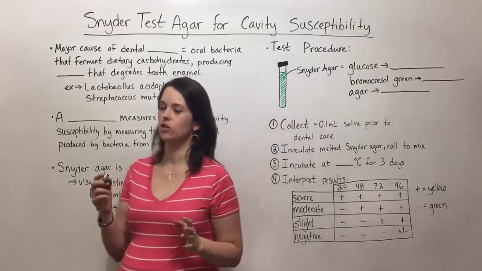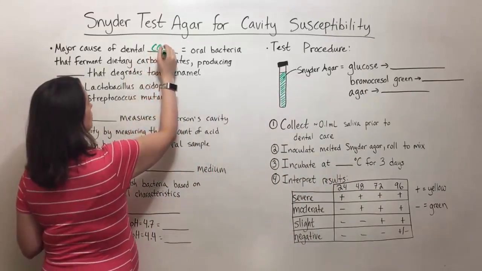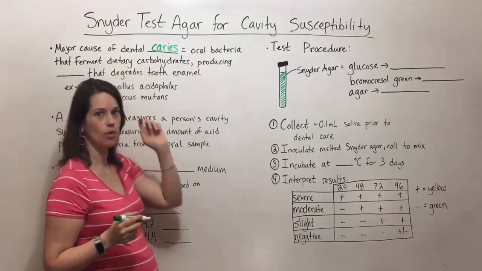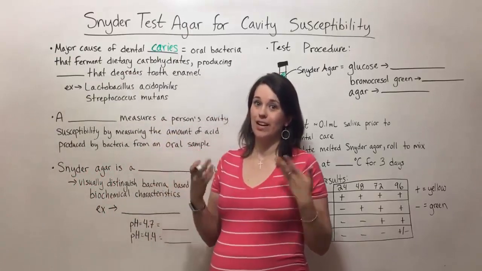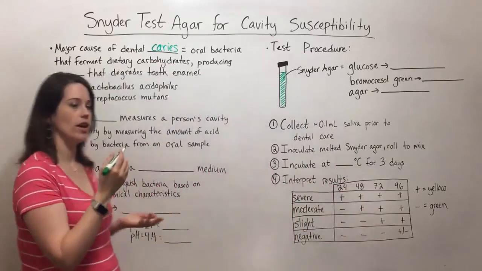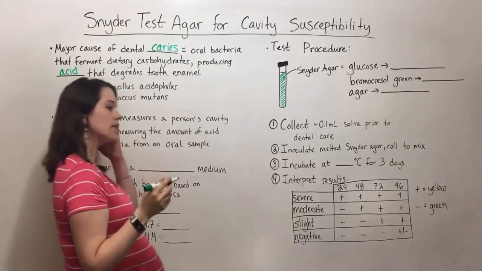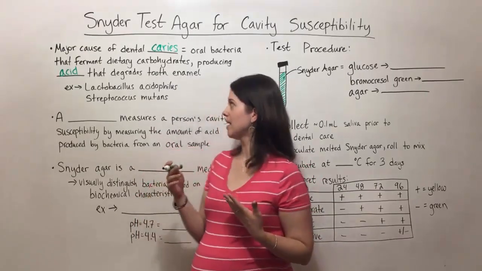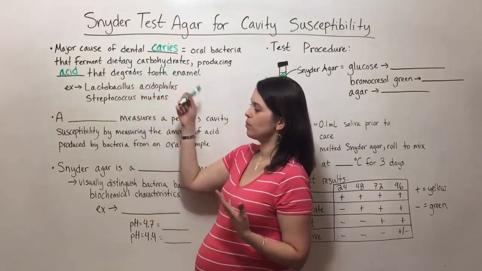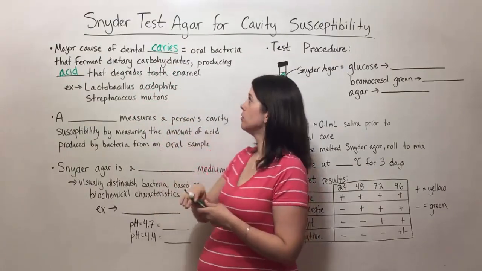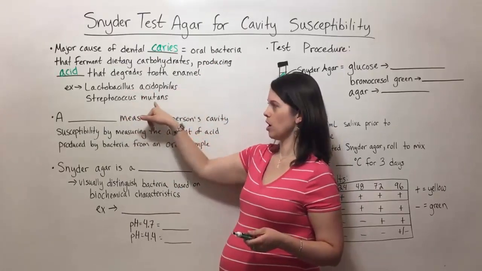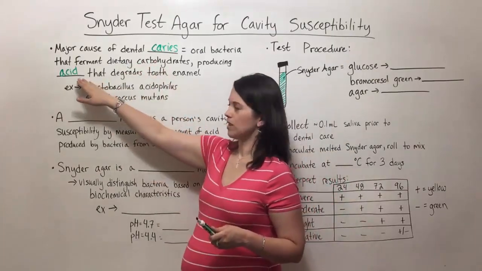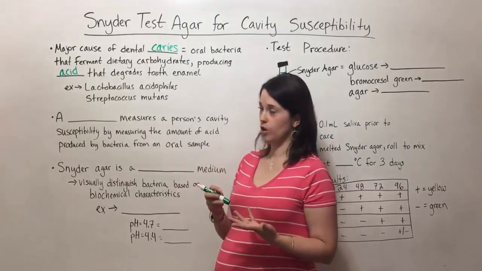Well, a major cause of dental cavities, also known as dental caries, are oral bacteria, that's bacteria living in the mouth, that ferment dietary carbohydrates, so carbohydrates that you eat, particularly refined sugar, producing an acid that degrades tooth enamel. So basically, if you're eating a lot of candy, drinking soda, white bread, a lot of carbohydrates in your diet, that provides a food source for these specific oral bacteria like Lactobacillus acidophilus and Streptococcus mutans. Those are two of the major ones, certainly not the only ones though, that will ferment those sugars, producing an acid, and the acid damages your enamel on your teeth.